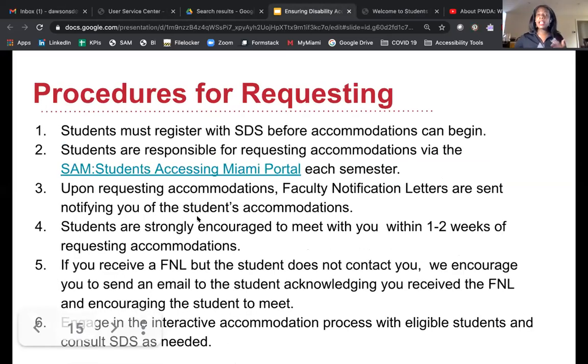So students request, submit documentation, and meet with an access coordinator, and again, it's a collaborative meeting, right? Our office doesn't dictate what accommodation students need. We talk to the student about their disability experience, how it impacts them on a daily basis. And then we really co-create what accommodations the student wants to use for their time at Miami. And then it is their responsibility to request accommodations in their SAM portal every semester. Accommodations can be requested at any time in the semester. There is no deadline.